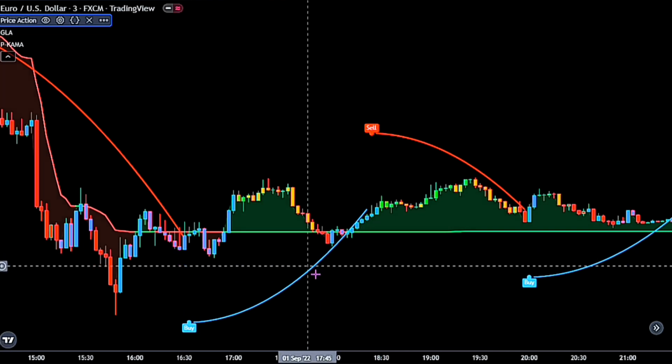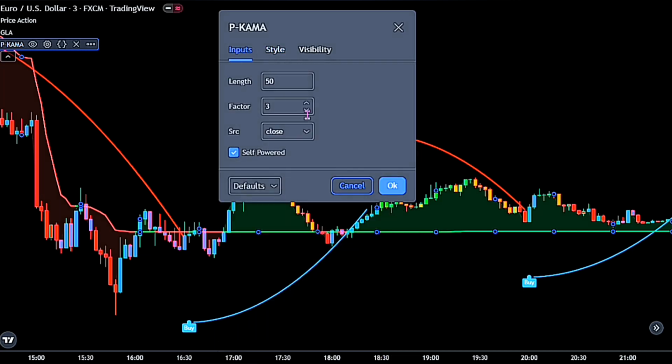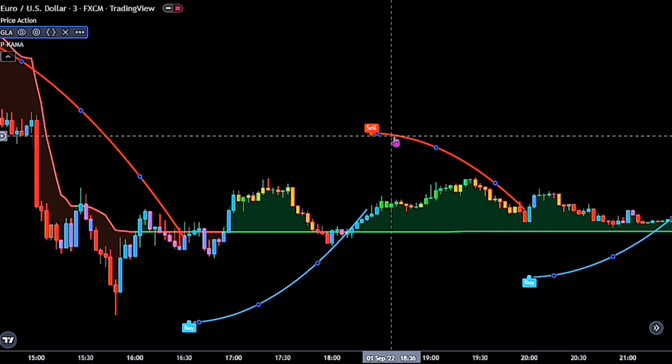Now for the comma, go ahead and bring up its settings panel. For the style, we won't be touching any of its settings, and the same applies to the inputs, as they are perfect on default. Now head over to the GLA, bring up its settings panel.